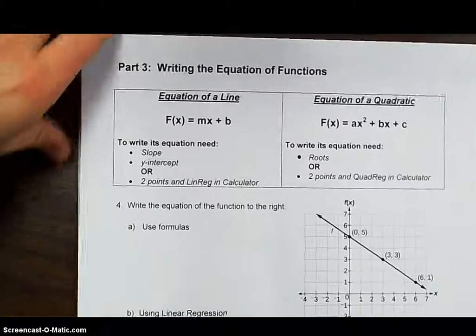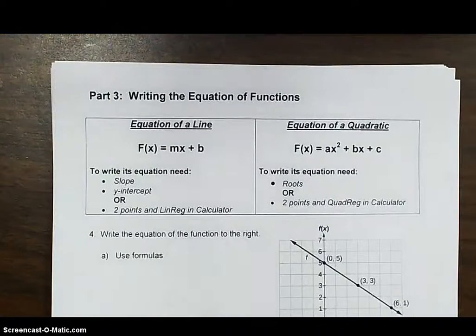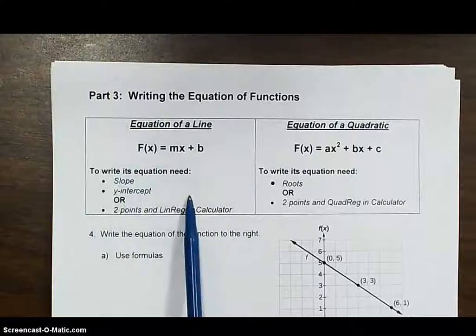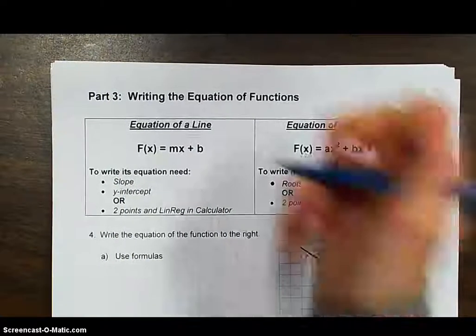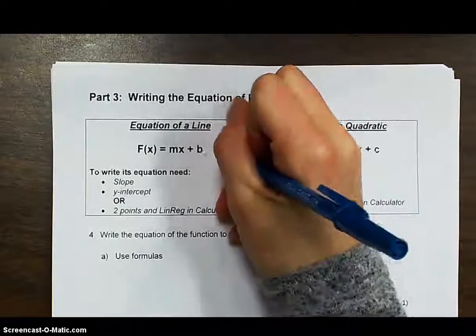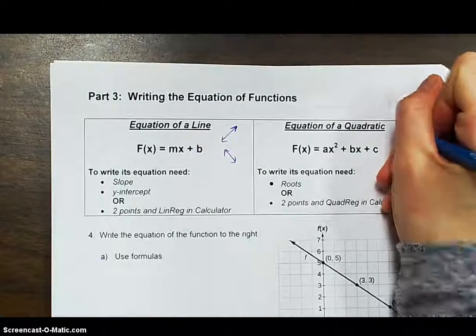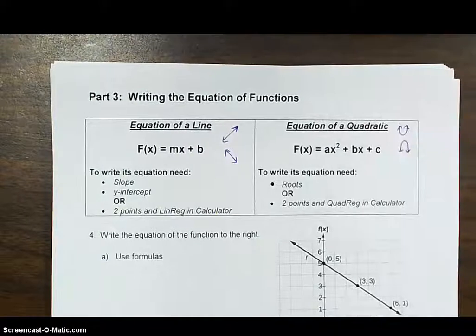All right, let's go ahead and check out part 3 for today's lesson, which is writing equations of functions. So this school year, we've learned 2 types of functions. We've learned the equations of lines and quadratics. So remember your lines, they can be positive, they can be negative. Your quadratics can also be positive, which means they open up, or negative, which means they open down.